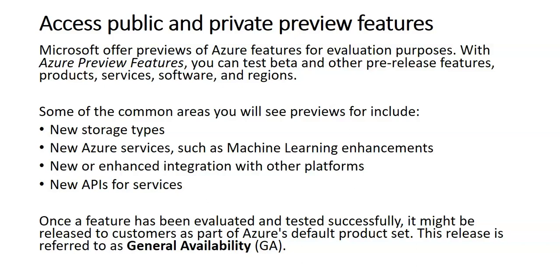Microsoft offers previews of Azure features for evaluation purposes. With Azure Preview Features, you can test beta and other pre-release features, products, services, software, and regions. Some of the common areas you will see previews for include new storage types, new Azure services such as machine learning enhancements, new or enhanced integration with other platforms, and new APIs for services. Once a feature has been evaluated and tested successfully, it might be released to customers as part of Azure's default product set. This release is referred to as general availability for the public.